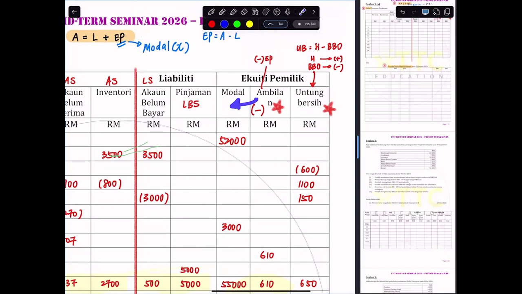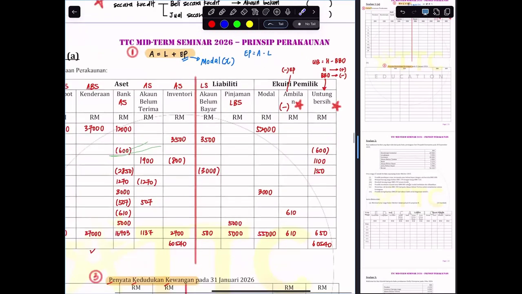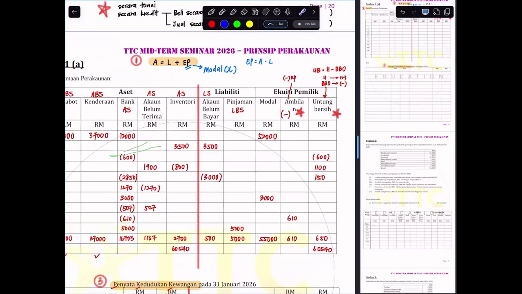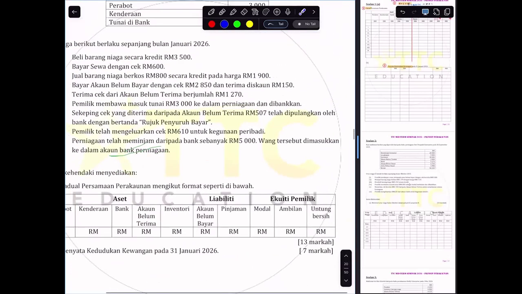But when you record ambilan in modal, can you put it in bracket? Yes, because the whole thing here, everywhere you can also put it in bracket, except for this table, ambilan only. That's it. Except this one only. Okay, then let us go to the question.